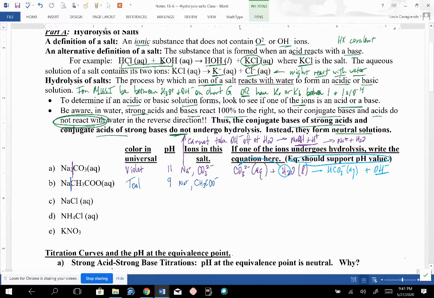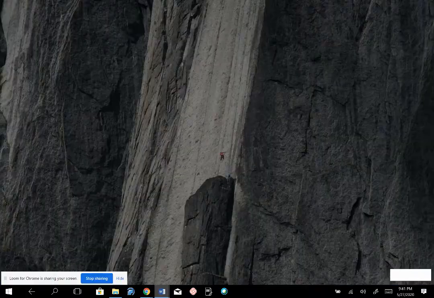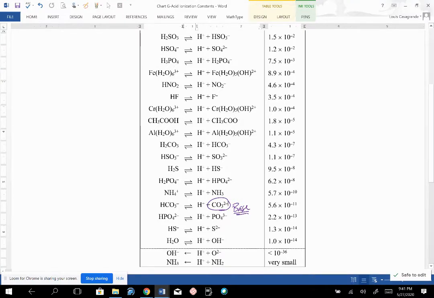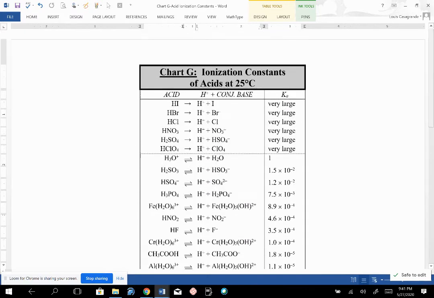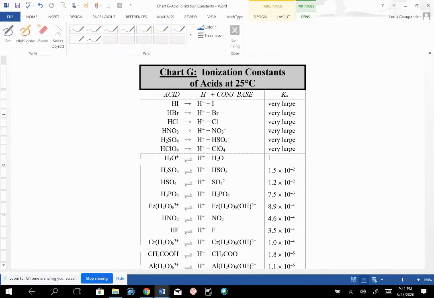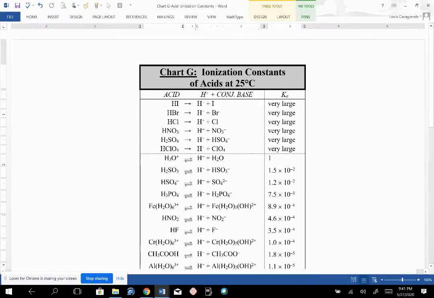As we saw before, sodium is not going to ionize, but if we go back to chart G, we're going to find acetate near the top of the weak acids. Here's acetic acid. There's our acetate. It's on the right side, so acetate is going to hydrolyze as a base.